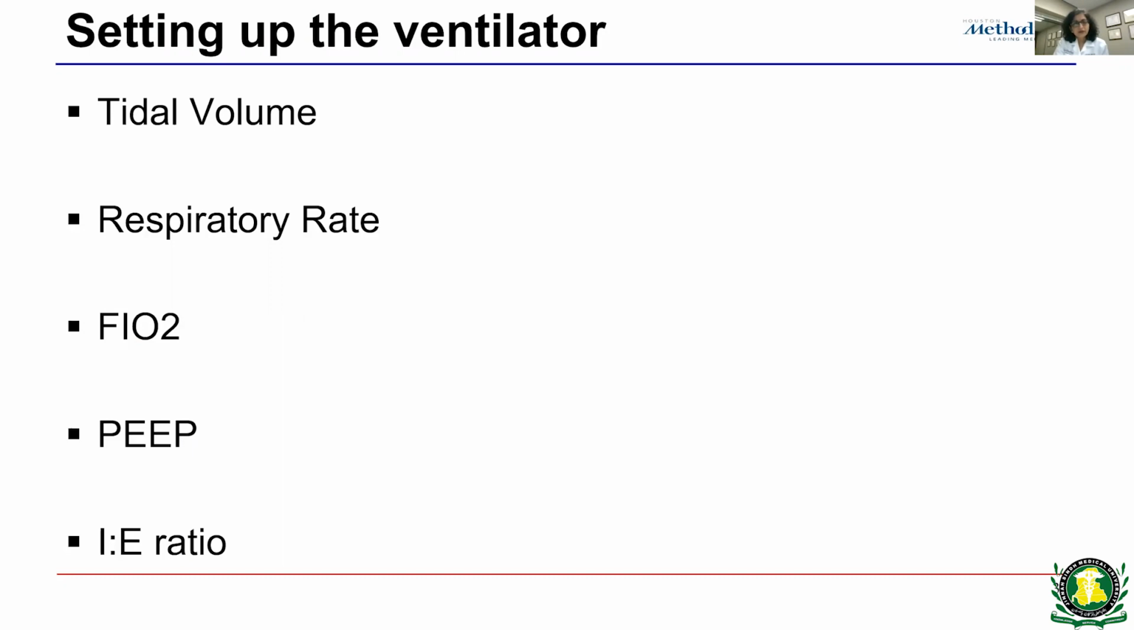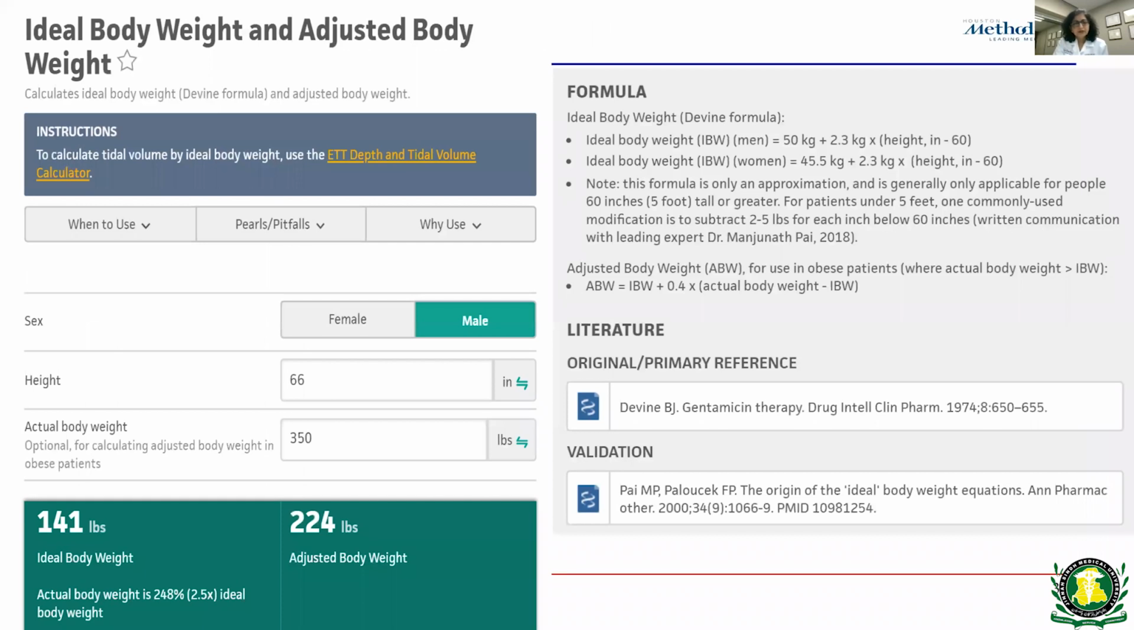So first of all, you have to set up the tidal volume, then the respiratory rate, the FiO2, the PEEP, and then the I to E ratio. Let's tackle one of these at a time. First, tidal volume. So let's take a 5 feet 6 inches tall male. This patient's actual body weight was 350 pounds.